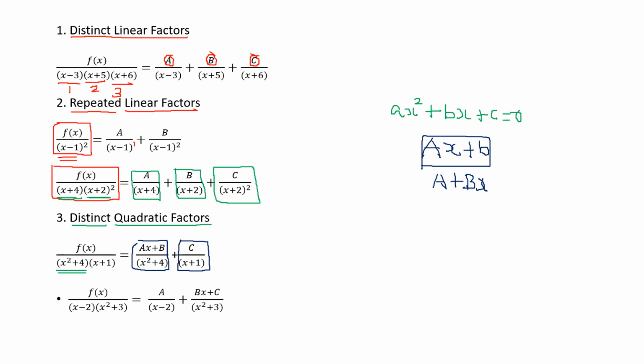For example, suppose I have f of x over x minus 2 times x power 2 plus 3. Then how do I write the partial fraction? For the first linear factor, let me introduce a. So we have a over x plus 2. If you see the second factor, it is a quadratic factor, right? But there is no x term involved. So what do I do? I have to multiply x with b and c.